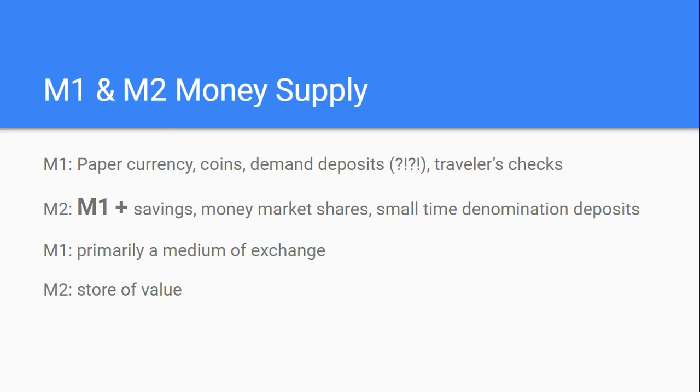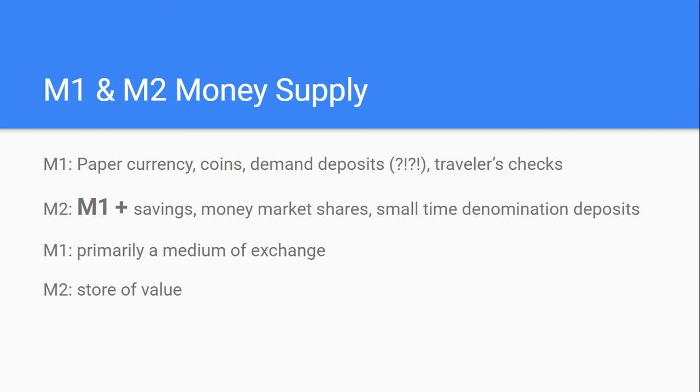M2 is your M1 money supply plus non-liquid assets. So that's your savings accounts, money market shares, and small-time denomination deposits. A money market share is essentially a higher savings account. It's a savings account that requires a higher balance but pays a higher interest rate. And a denomination deposit is a savings account that's put in there for a specific time period. Again, all 3 of these are savings accounts.